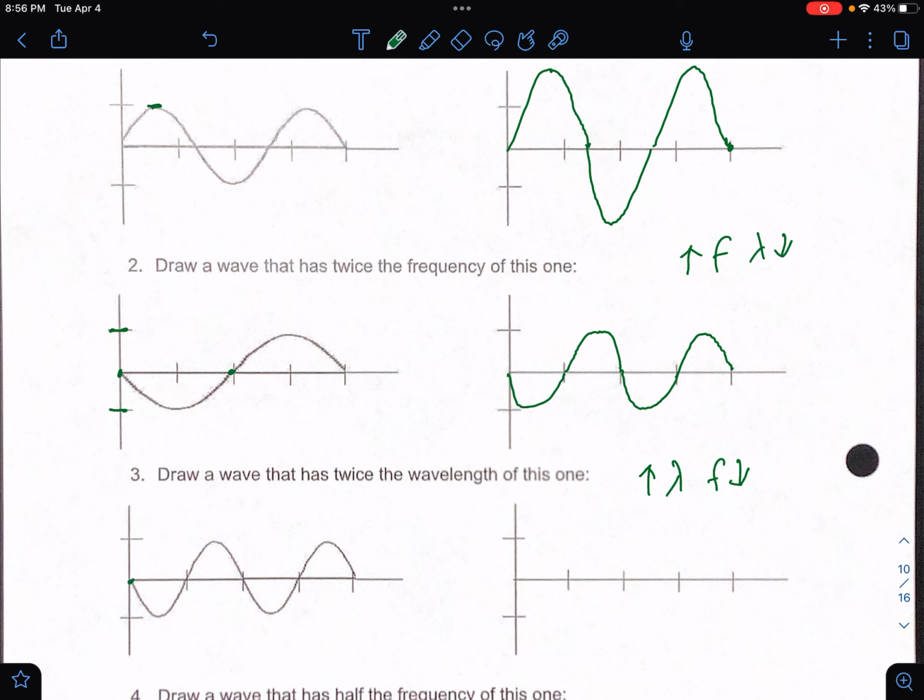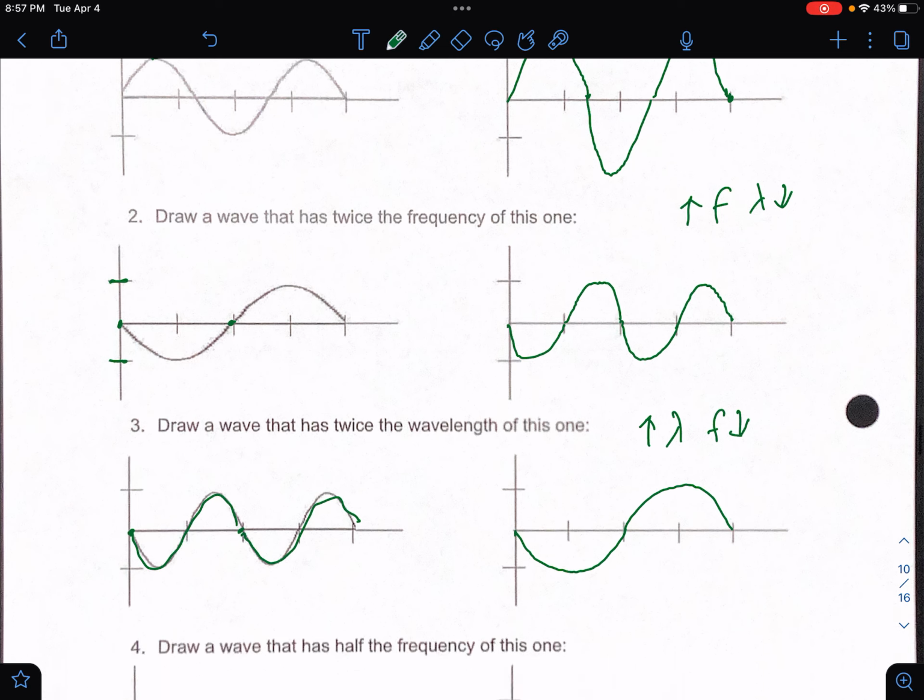Well, if I have two waves, so there's one. So this is one wave. Here's two waves. So if I have two waves during that time, I can only have one during the same time. So what I'm going to do is I need one wave in that amount of time. So I'm going to start going down, but I can use two lines for that bottom trough. And then I can use two lines for that crest. So that would be twice the wavelength. I didn't change the height or anything. I just changed the wavelength.